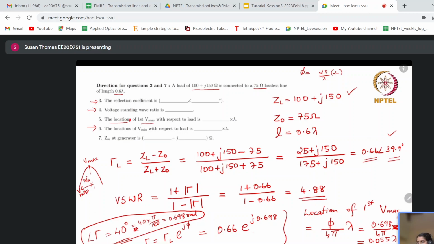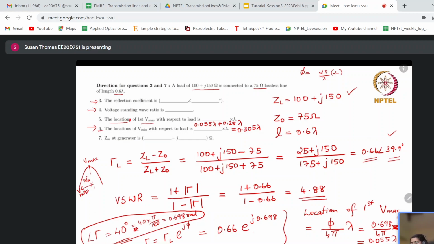So the position of the first Vmax plus lambda by 4 will give us the position of the first V minimum. The first Vmax is at 0.055 lambda, so it will be 0.055 lambda plus lambda by 4, which is 0.25 lambda. So the position of the first V minimum is 0.305 lambda. Okay, so this is the answer for this part.